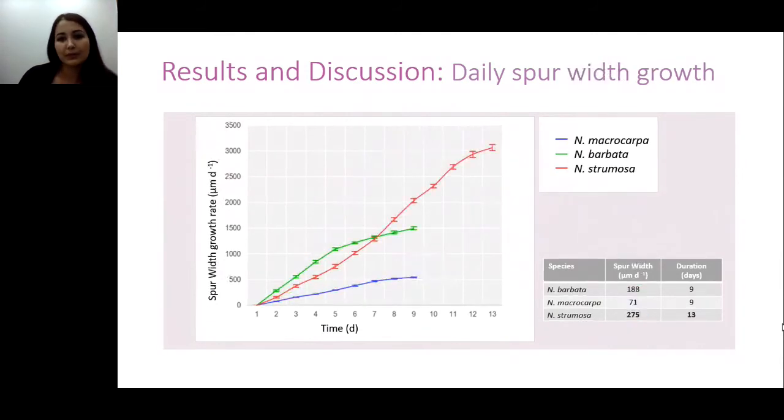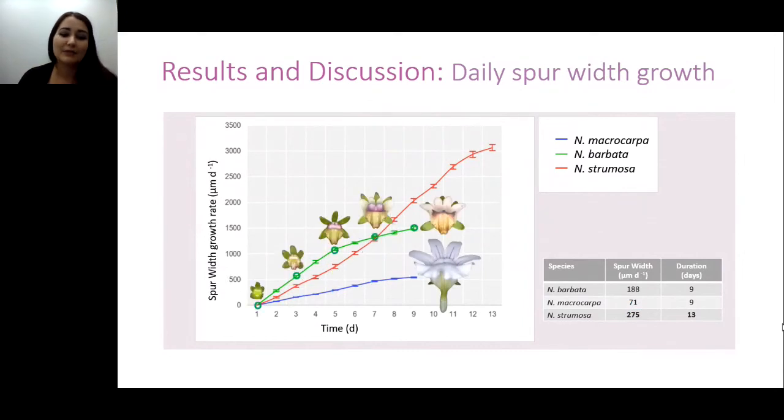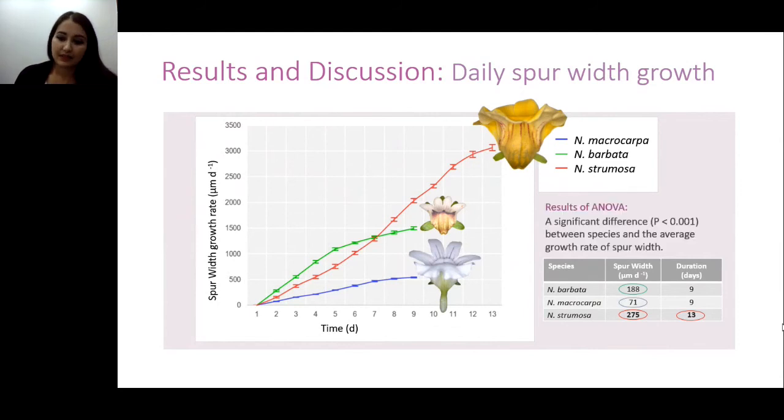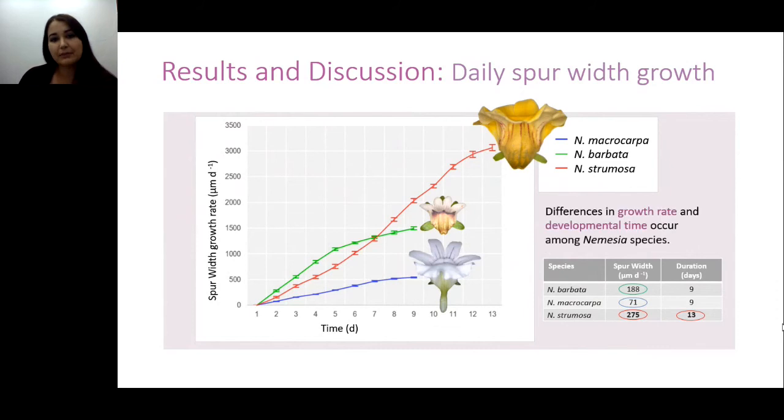Then we did the same for spur width, where we measured spur width for Nemesia macrocarpa, and for Nemesia barbata and Nemesia thrombosa. In this case, we can see that the widest spur had the fastest spur width growth rate compared to the other two species, which also continued for longer. And the results of the ANOVA indicated a significant difference between species in the average growth rate of spur width. The results from light microscopy informed us that growth rate differences occur, as well as developmental time frame differences, between the 3 Nemesia species.